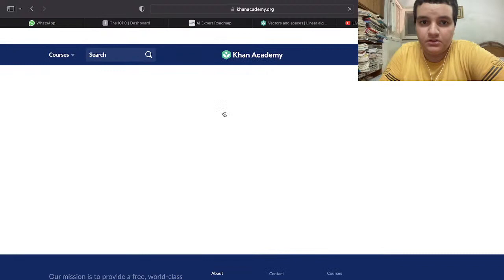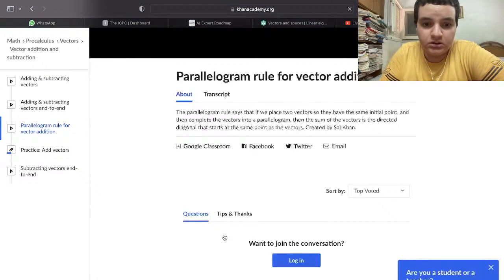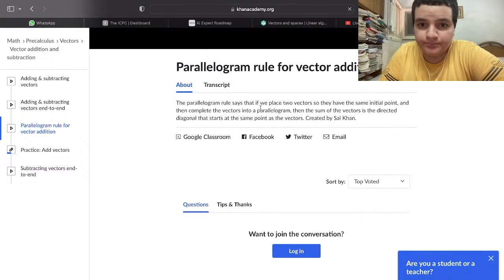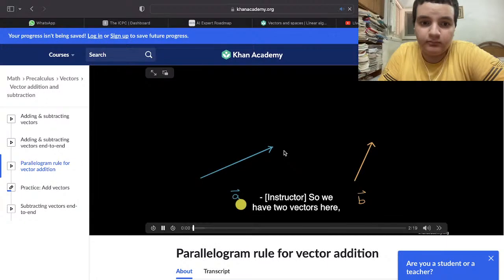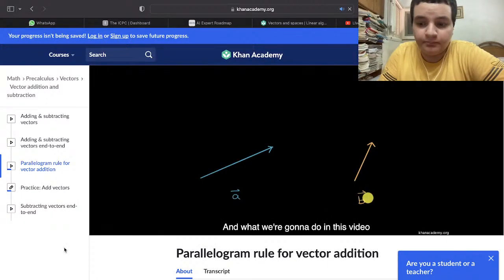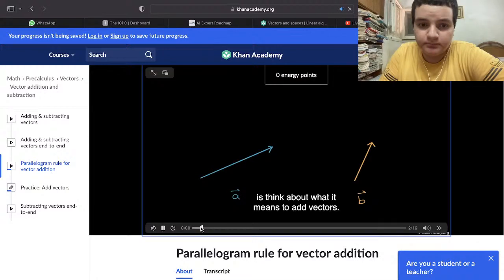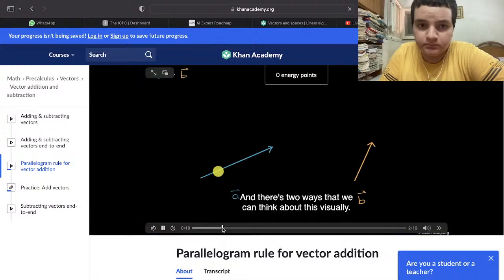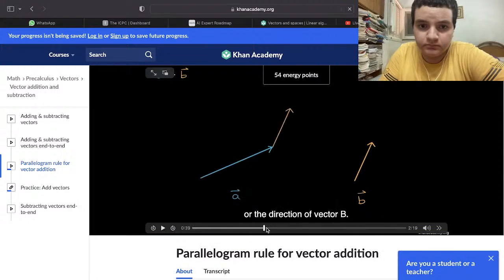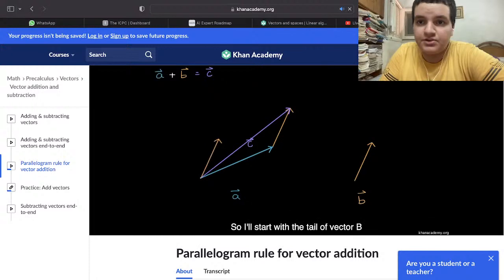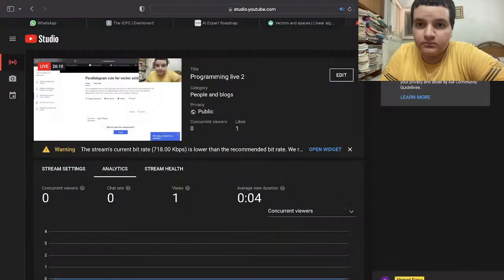So I need to read this article real quick. So we have two vectors here, vector A and vector B. And what we're going to do in this video is think about what it means to add vectors. So for example, if we want to start at the head of sum, then add vector A to that. So I'll start with the tail of vector B, and then at the head of vector B, I'm going to put the tail of vector A. Okay, now I understand it.